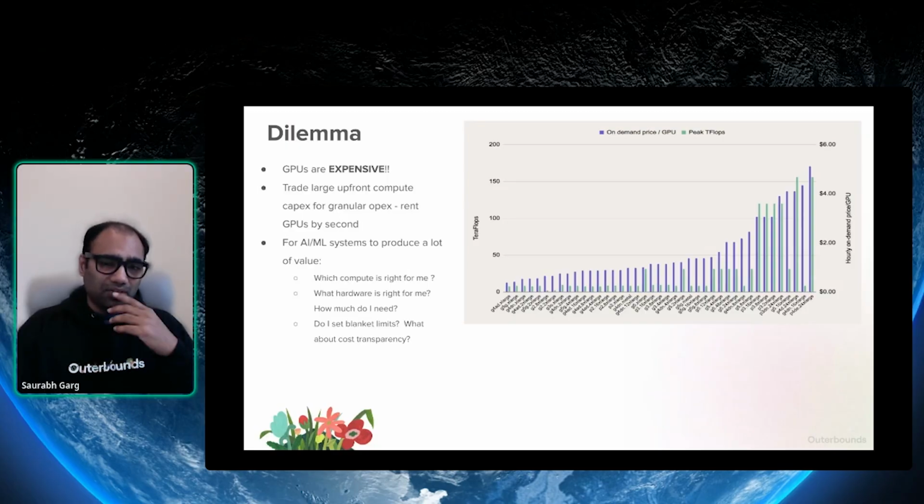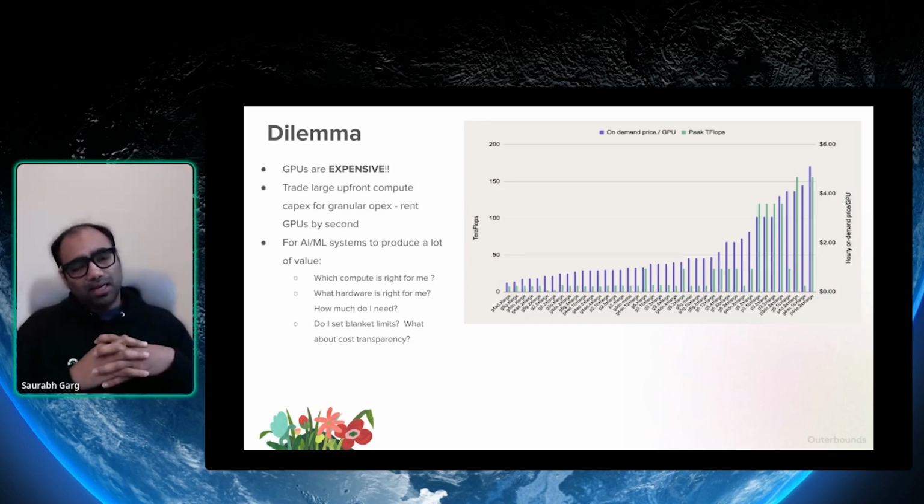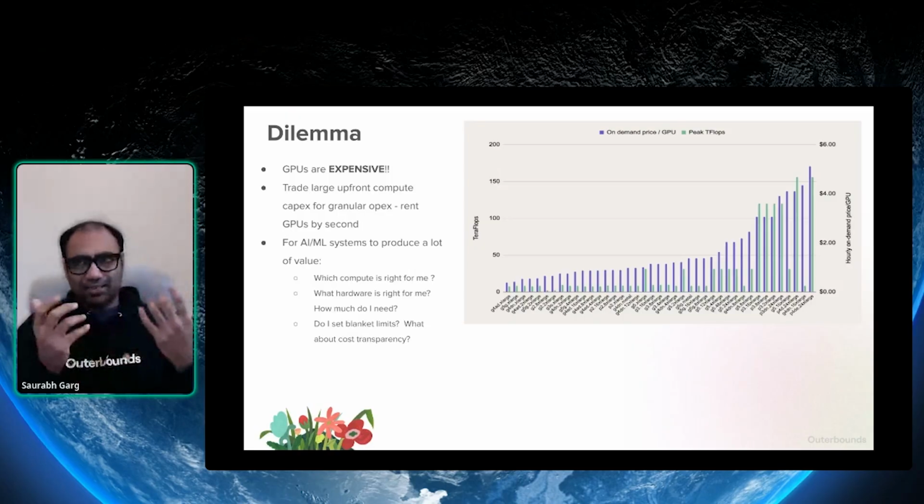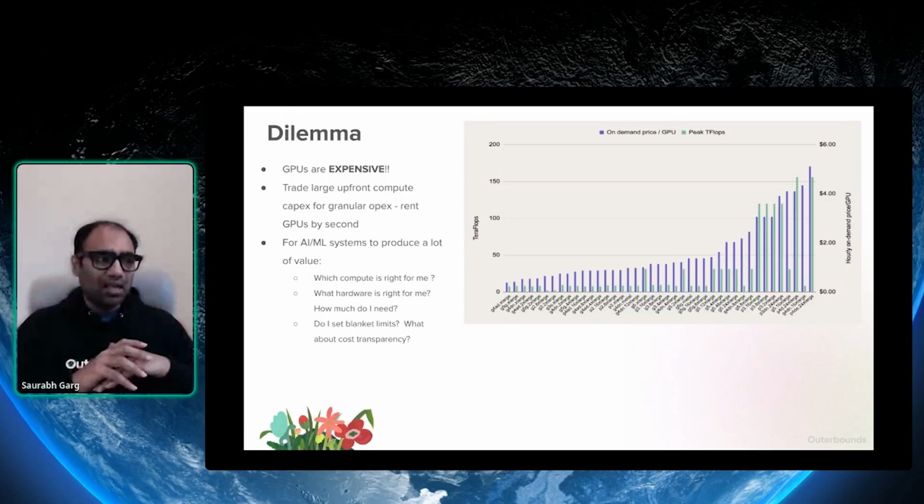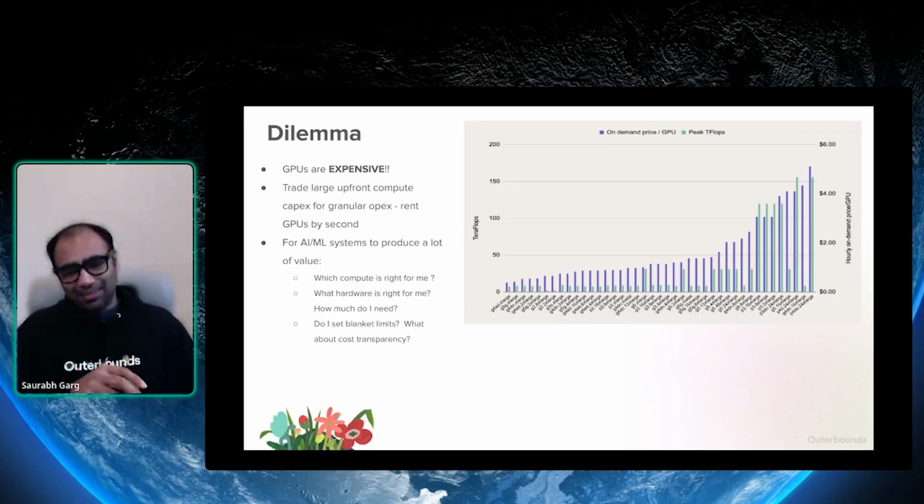If you think about it, a G2 8XL will allow you to harness about 5.2 teraflops of compute power, if you can use all 4 GPU cards, and it costs you about $2.60. But a G4DN 8XL, which can allow you to harness 8.1 teraflops of compute power, has an on-demand cost of $2.17, and it's about 20% cheaper, and it has 1.5x more performance.